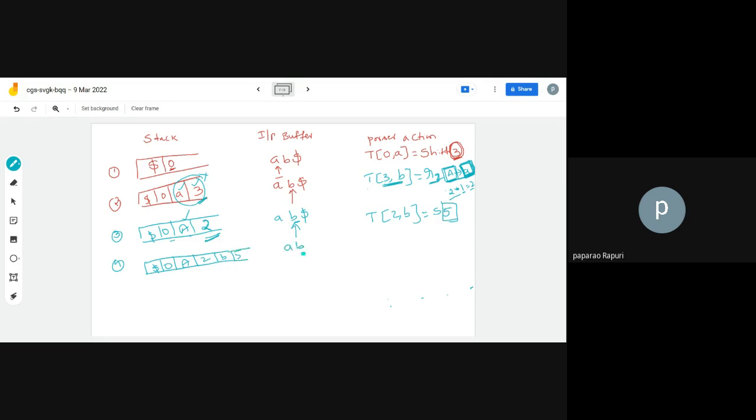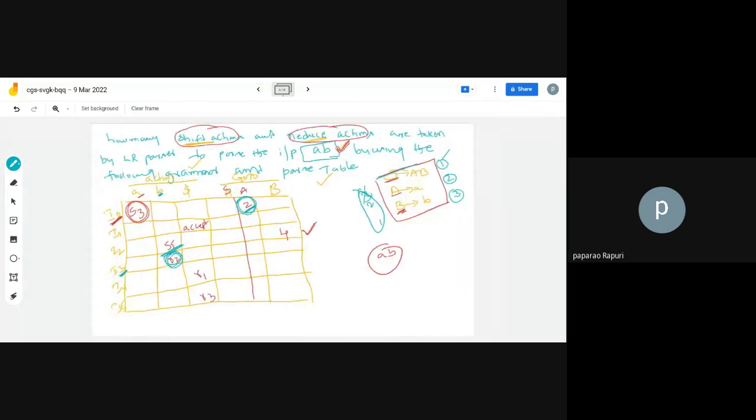Now we need to increment the look ahead pointer. Now the look ahead pointer is at $. So now the top of the stack is 5, and the input symbol is $. Then again move to the table. 5 comma $, this one. What is it telling? Reduce R3.